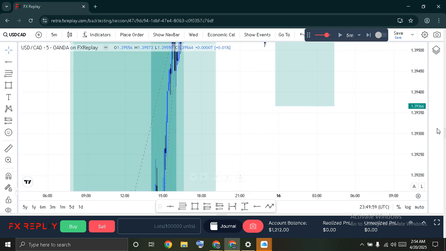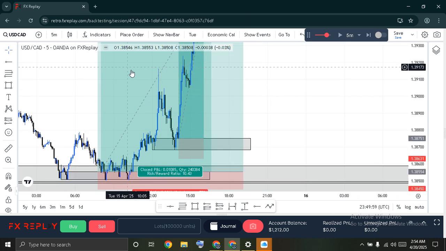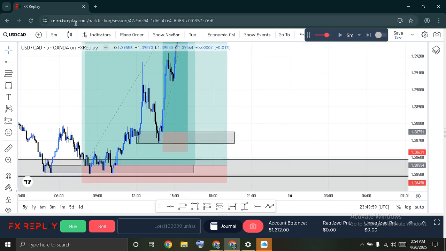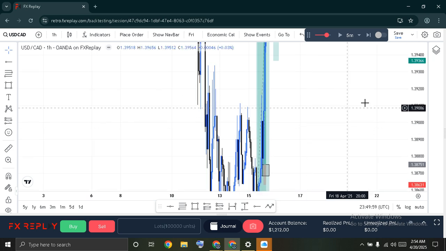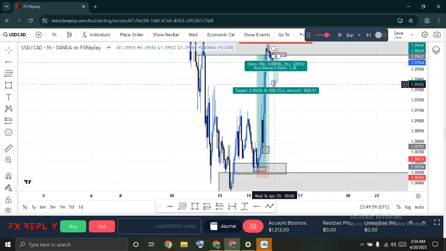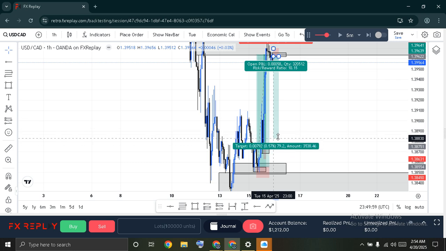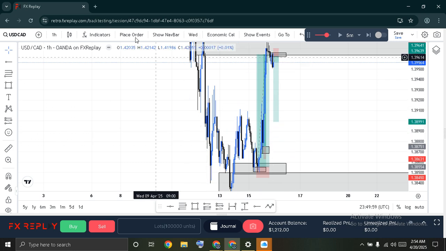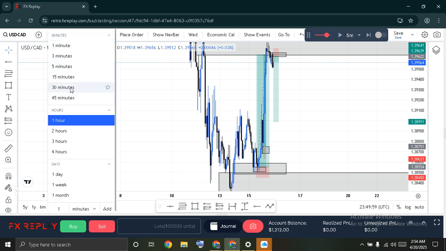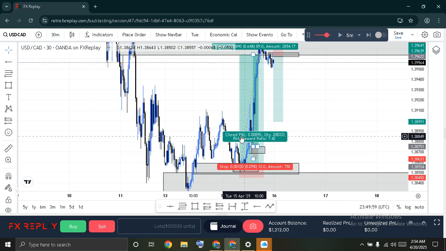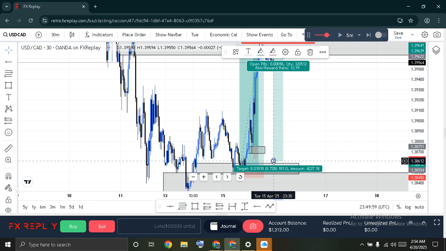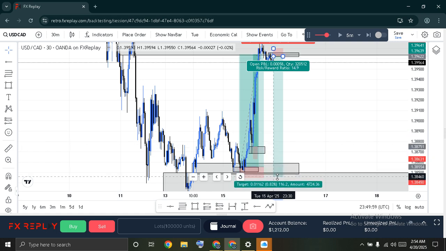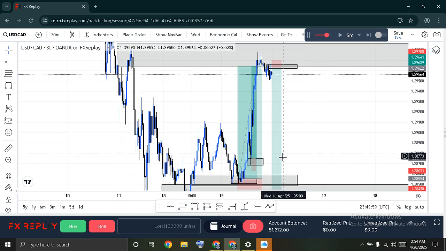My targets should be off H1 demand. My first stop will be here because price broke this high. Yeah, my first stop will be here. My second would be this low, and my third should be this initial particular point that price has not reacted off. That's 15 hours.